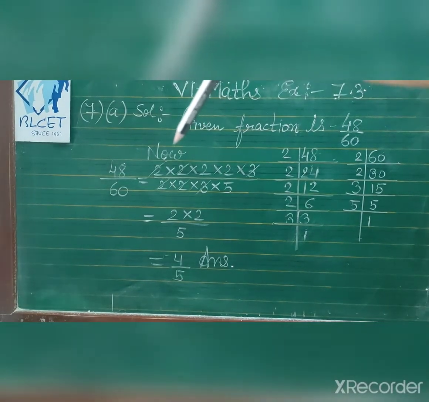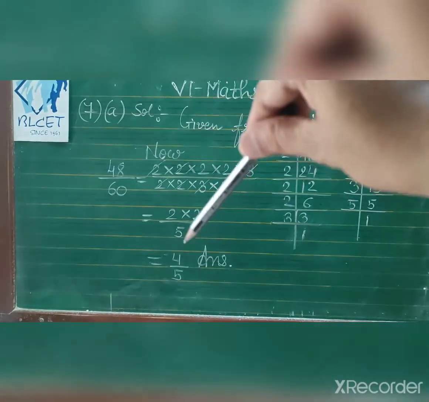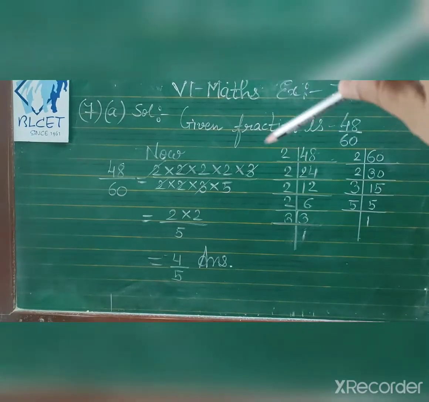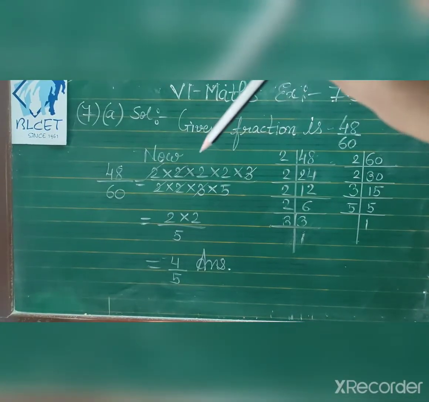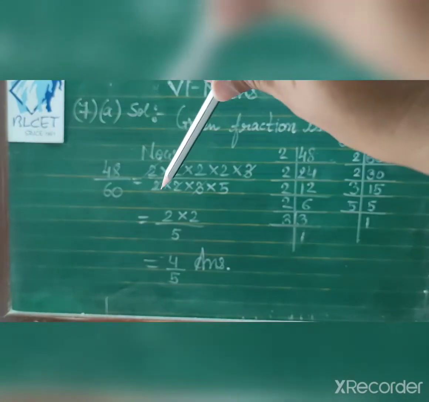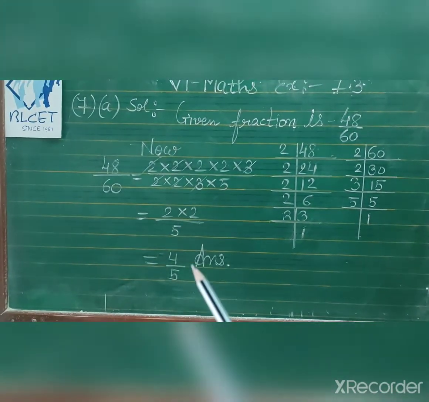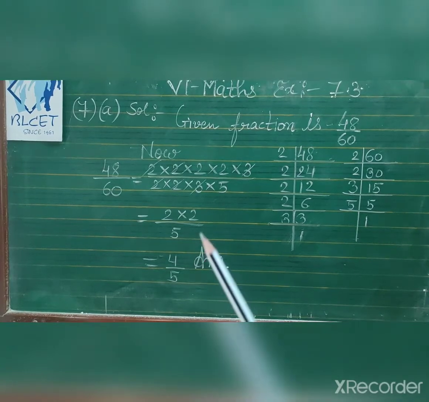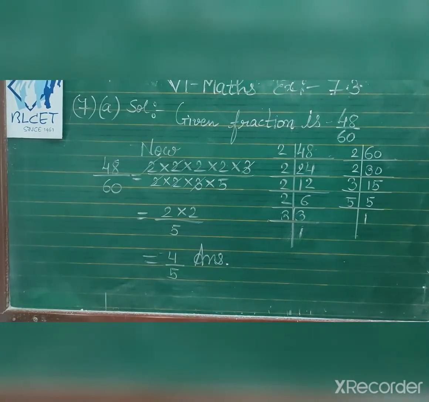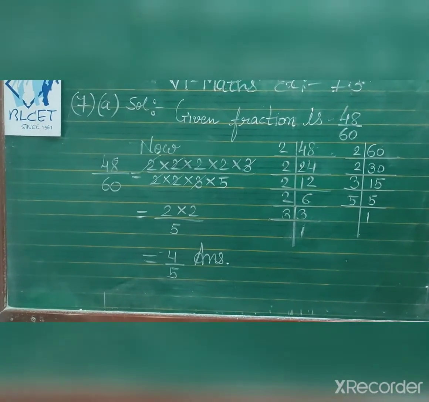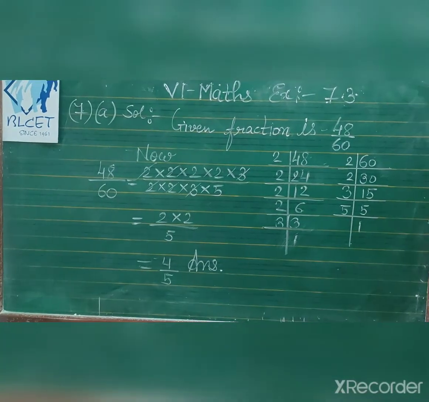So you can see here, numerator and denominator, 2 cancels by 2, 2 cancels by 2, this 3 cancels by that 3. So left value is 2 into 2 upon 5, so 4 upon 5. One number should be prime. So you can see there is no common factor except 1 in these two numbers. So simplest form of 48 upon 60 is 4 upon 5.